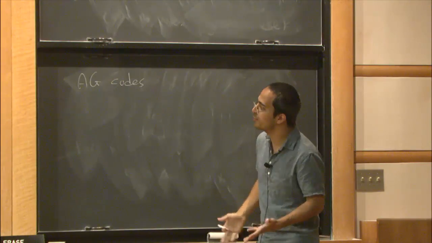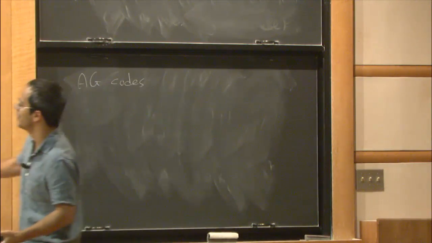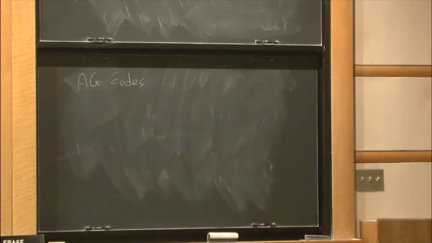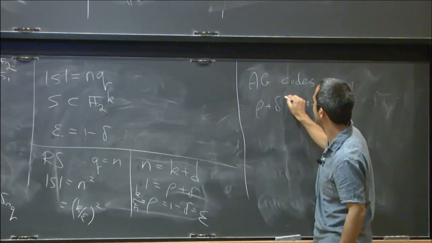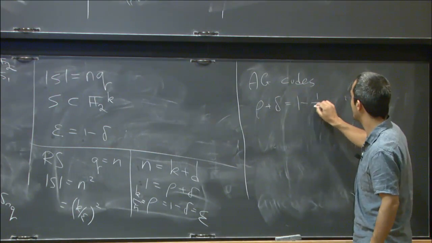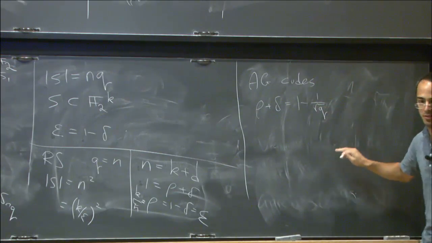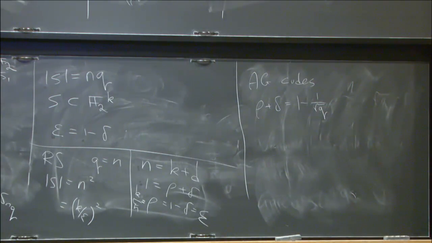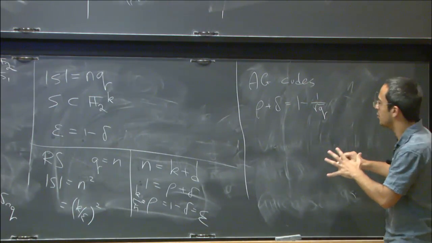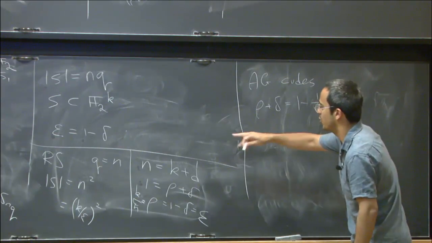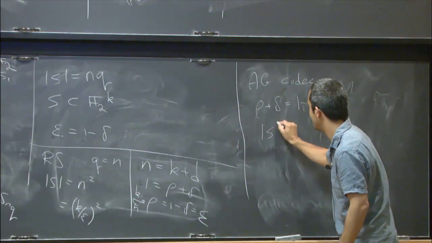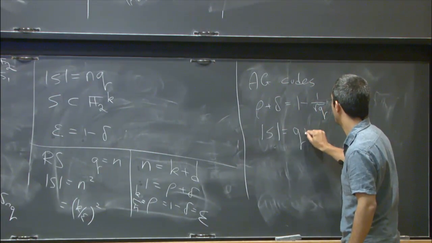It's just a fun play with parameters. Oh, maybe I should do it here, right? So what happens if you take AG codes? When rho plus delta is 1 minus 1 over, say, square root of q. Don't worry about the minus 1. It won't help us. So say you have this thing. And you also know that the size of the set is q times n.